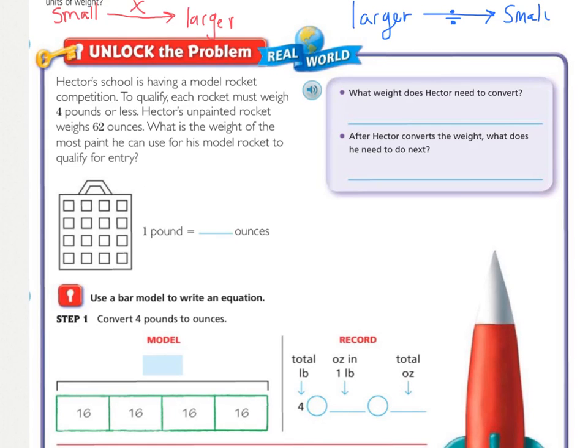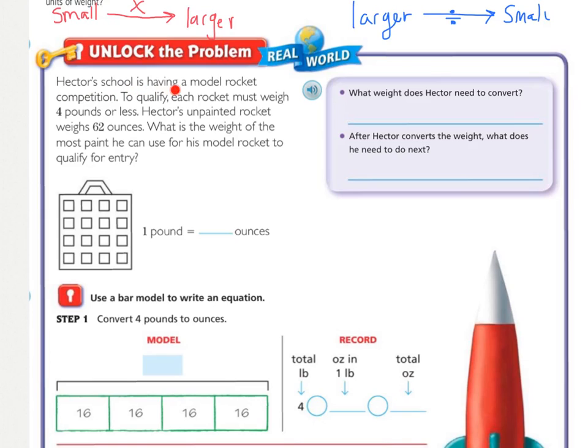Before we read Unlock the Problem, I want to remind you when converting different measurements, if you start with a smaller unit, going to a larger unit, you multiply. When you start with a larger unit, going to a smaller unit, you divide. Okay, so with that in mind, let's do Unlock the Problem.